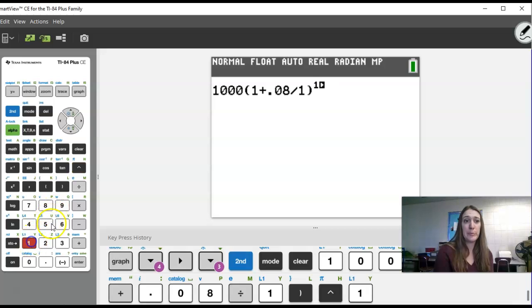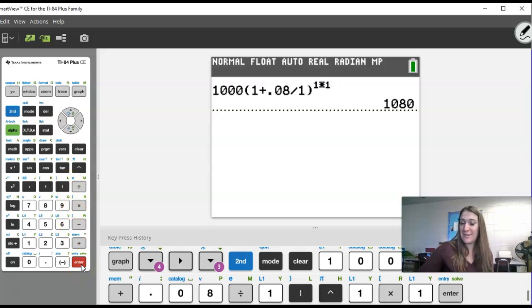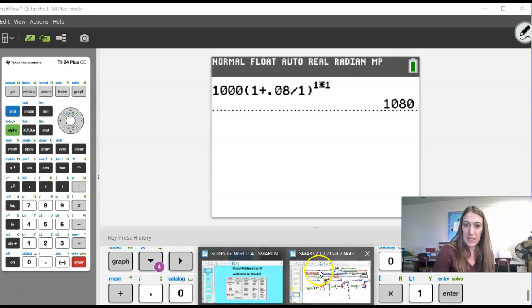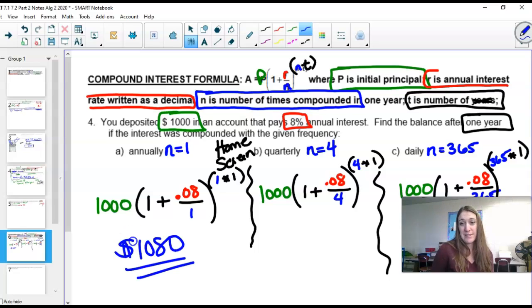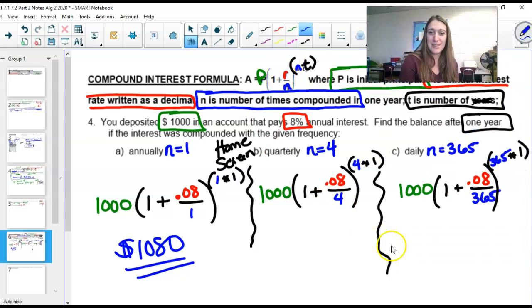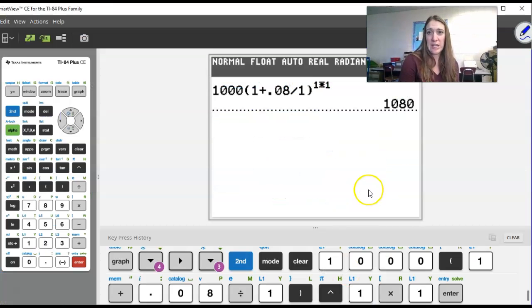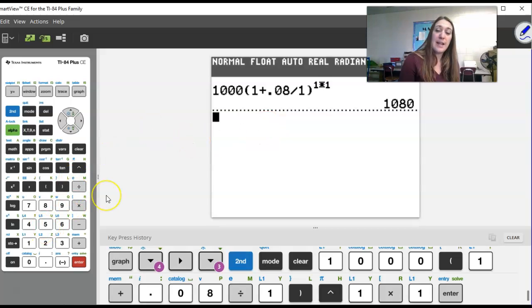It was 1 times 1. And if you chose to simplify that to a 1, even better. All right, so we have $1,080 in that bank account. So you made $80 interest, not too bad for 1 year. Like I said earlier though, like hate to be a Debbie Downer, you're not going to find an interest account for 8%.